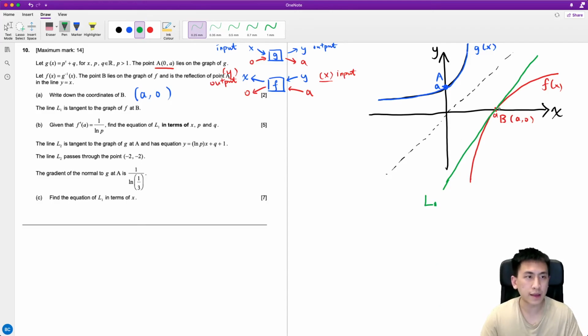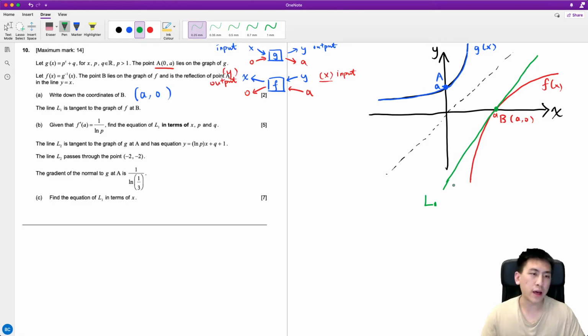That is L1, because that is the tangent at point B, right? So yeah, that is L1. Now they are given that f dash a, differentiating the function gives you the expression shown. Find the equation of L1 in terms of x, p, and q.